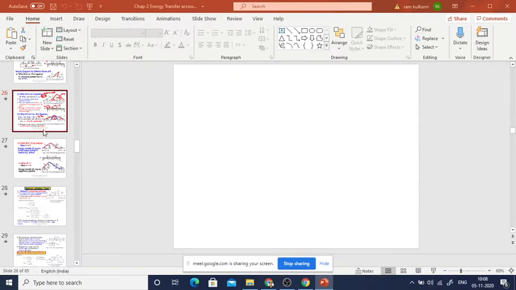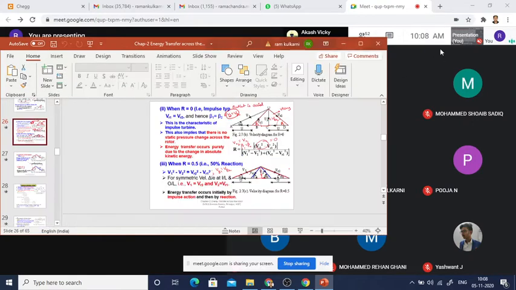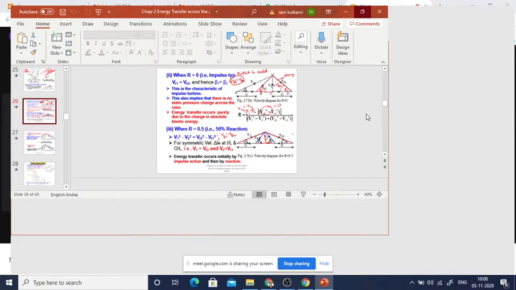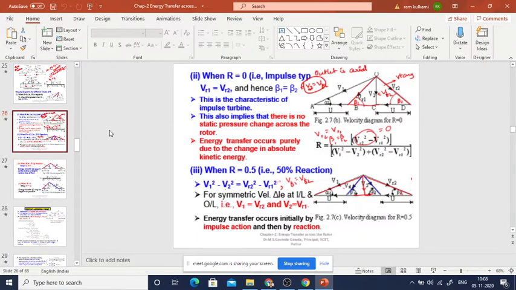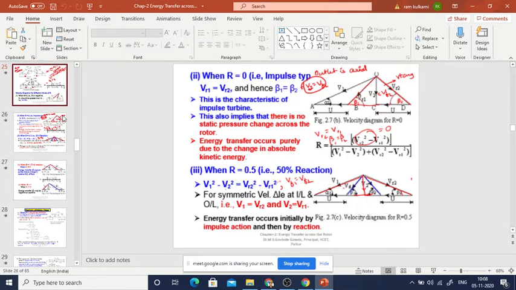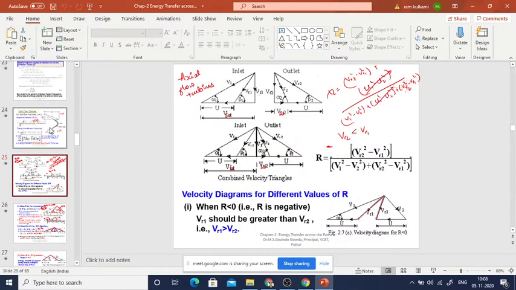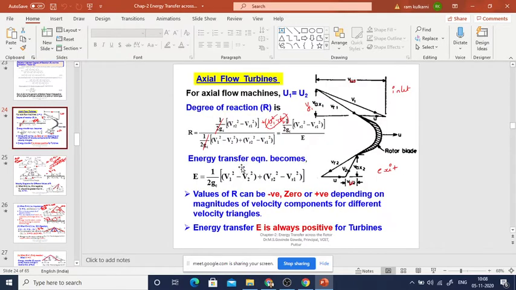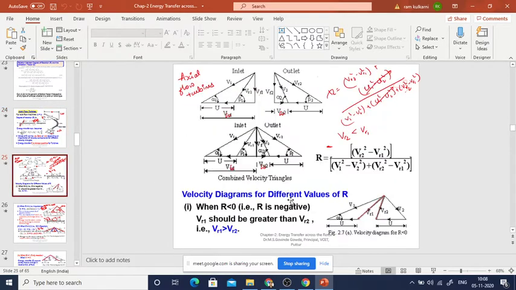Okay, so since yesterday's class was a little difficult, I will rewind it a little bit and then we will proceed further. Will that be fine? Okay. So I think, yeah, velocity diagrams we need to do.